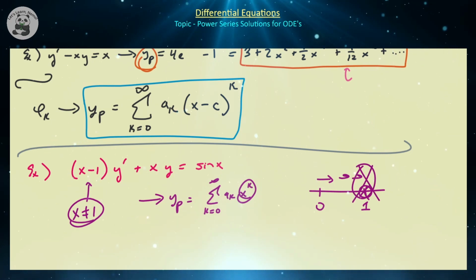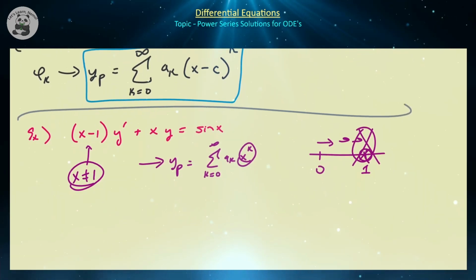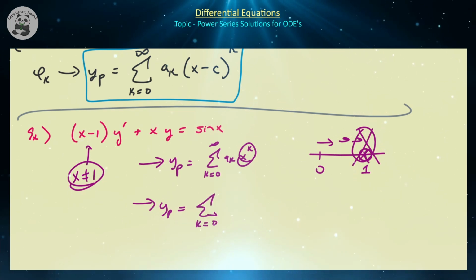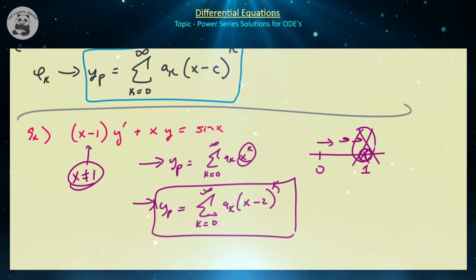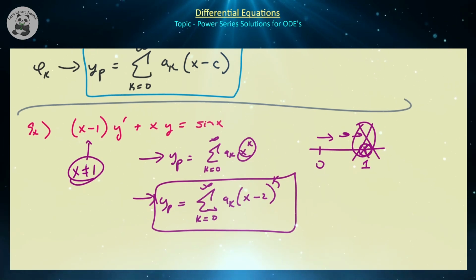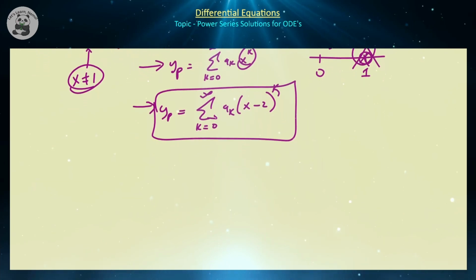Therefore, this has to be centered at, for example, 2, or somewhere arbitrarily close to 1 but on the right hand side of it. So one particular representation for the solution that would be reasonable is saying, okay, let's assume that it's of the form the sum from k equals 0 to infinity of a_k times (x minus 2) to the power of k. And then you can use this representation and figure out what a_k is. This is going to be the focus of what this video is about.